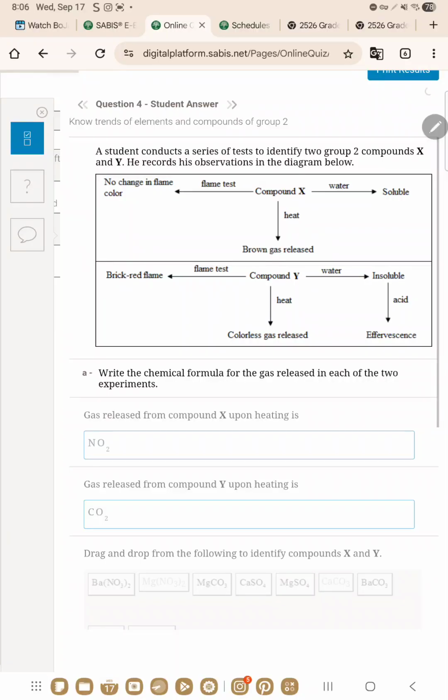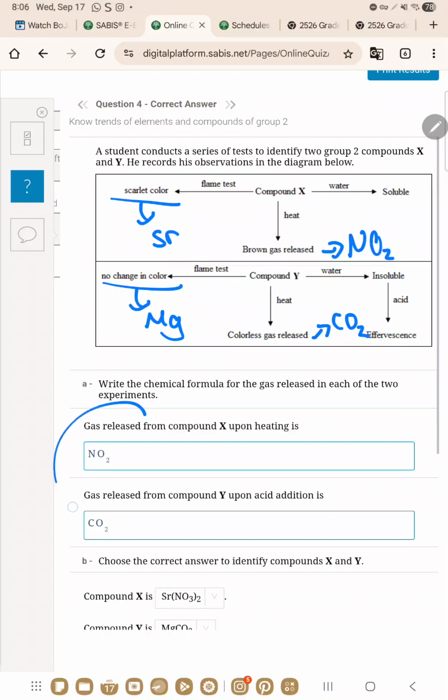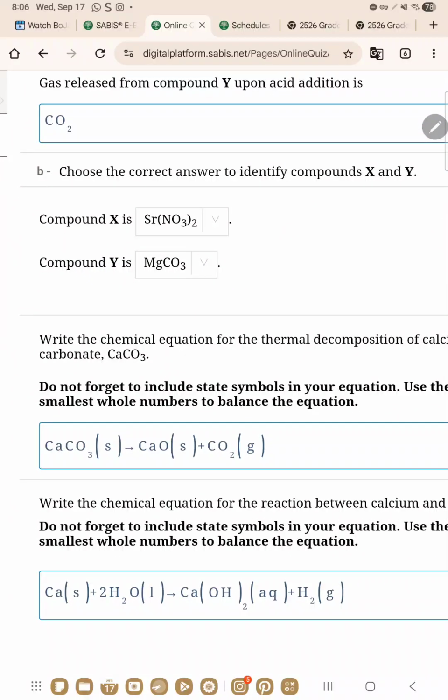This question is almost the exact same as the one before it, just with different compounds. Scarlet color means it's strontium. No change in color means it's magnesium again. Brown gas, NO2. Colorless, CO2. First question, exact same. Second question, it's SrNO3O2 and MgCO3. And again, they want you to do the exact same thing in the last question. They're even the exact same products, exact same everything. Just Ca is different than magnesium.